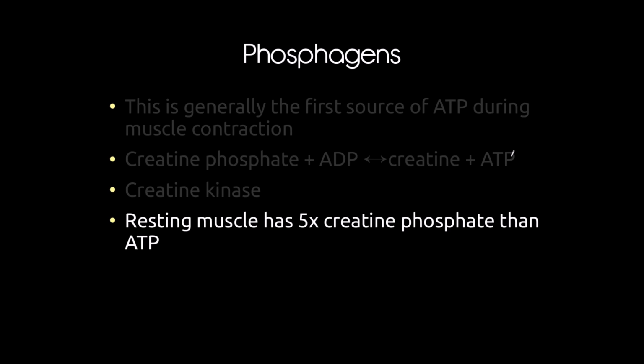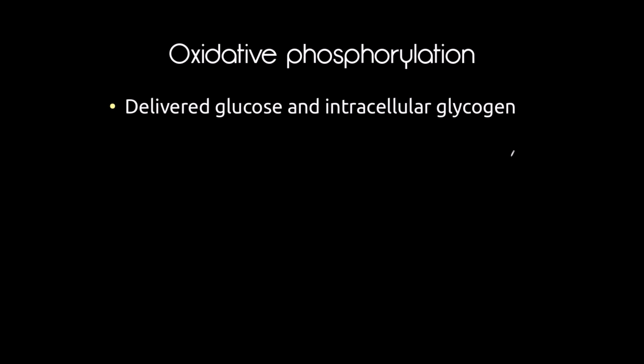So just as a gauge of what's happening here, resting muscle has about 5 times as much creatine phosphate as it does ATP. So this is actually a fairly robust first source of an additional phosphate group to regenerate our ATP.